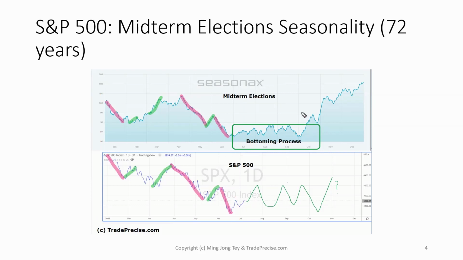So right now, what happened to the seasonality chart? We are in July. You can see that July is a consolidation, starting the consolidation all the way into September. So you can definitely see what I'll call a bottoming process. The bottoming process is strictly based on this seasonality chart of the midterm elections cycle.